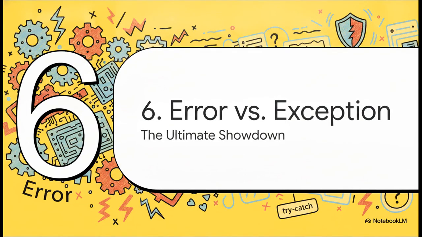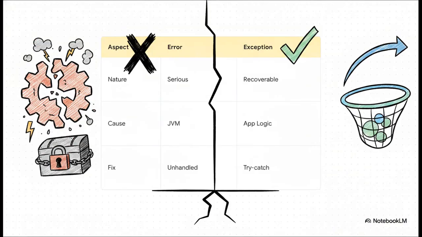Finally, Section 6, Error versus Exception. This brings us to a major source of confusion for developers, and honestly, a guaranteed technical interview question. Let's draw a clear line in the sand. An error indicates a severe problem, usually caused by the JVM or the system itself. Crucially, they usually cannot be handled. You can't just try catch an out-of-memory error and keep humming along. An exception, however, indicates a condition caused by your application logic or runtime environment, like our divide by zero example. Exceptions are recoverable problems that absolutely can and should be handled using try-catch blocks.